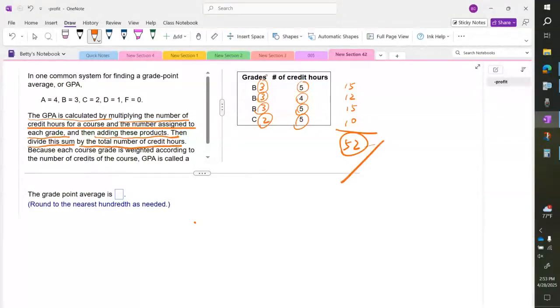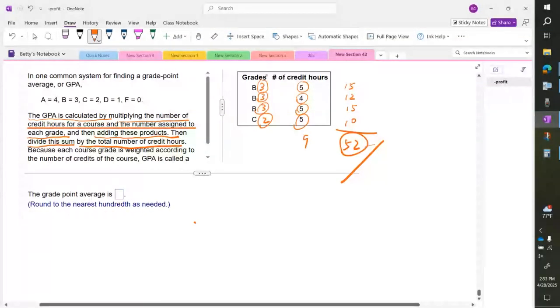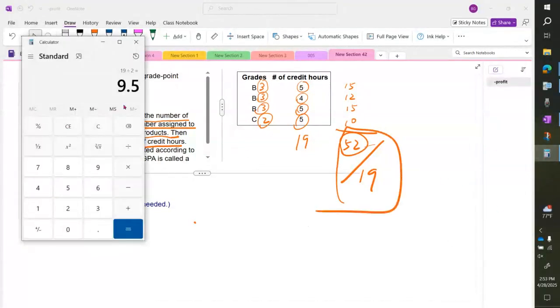Okay, divide this by the credit hours. Credit hours 4, 5, 5, 5, 19. The student took 19 credit hours. 5, 5, 5, 15, 15 plus 4, 19. So the GPA is 52 divided by 19. Let's see what is that. 52 divided by 19.